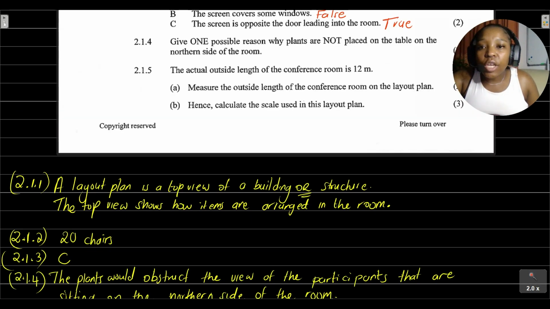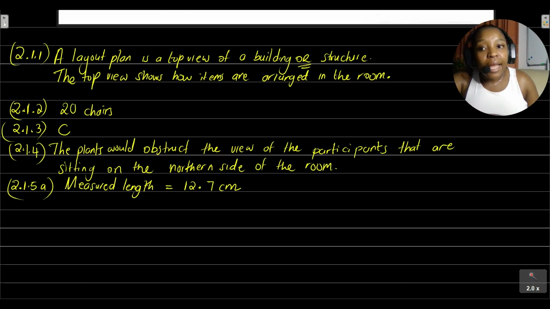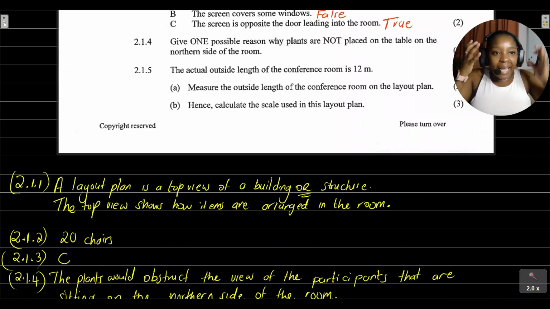Okay. And question number B, hence calculate the scale used in this layout plan. Now they actually want you to create the scale for this layout plan, right? So obviously you won't create a bar scale, okay? You won't create a line scale. We are going to create a number scale. How can we go about creating a number scale?